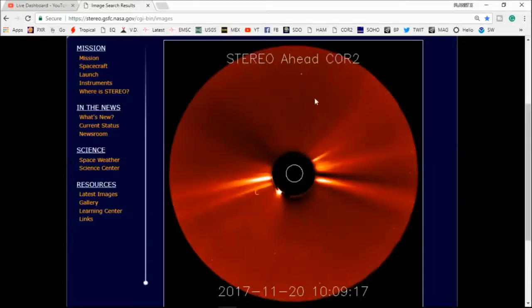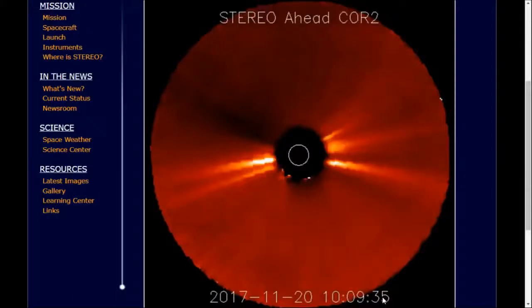And it was right here. Right there. Scott, you just don't get it, do you? You don't. Now, for some reason, because they doctored the images and the timestamp, my image was captured at 10:09:17. The images that you're looking at on the actual stereo site, they no longer go to 10:09:17. They go to 10:09:35, like what you're seeing right here. Or excuse me, 10:09:17. My image was captured on 10:09:35.